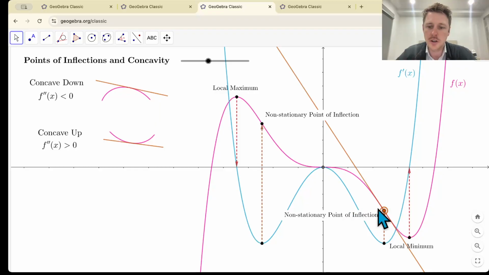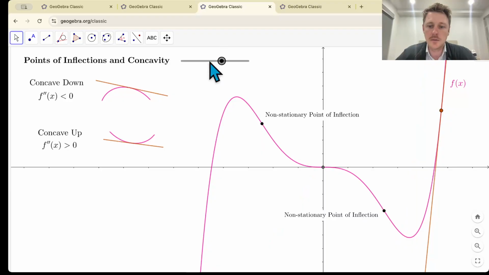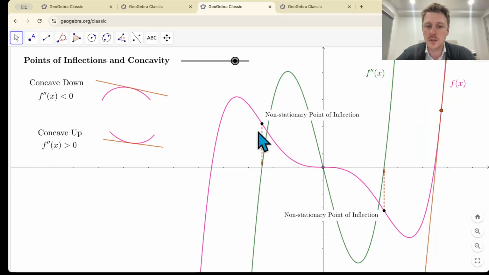Okay, non-stationary because the first derivative, which we have in blue, is not zero at that point. So it's called non-stationary, but it is a point of inflection. And then if we were to graph the second derivative, you can see that the second derivative, if we've got it graphed here, changes sign at that non-stationary point of inflection. So we have that situation going on where these are non-stationary points of inflection.